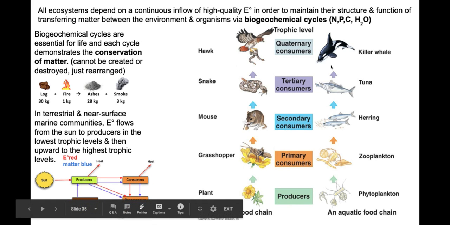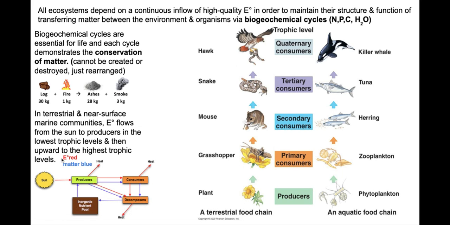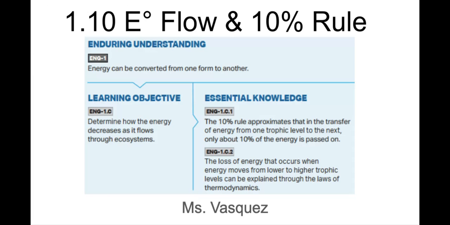This is a terrestrial food chain. This is an aquatic food chain. You can also see that over here. The energy is represented with red arrows and the matter is represented with blue arrows. So the matter can cycle back, but the energy cannot.